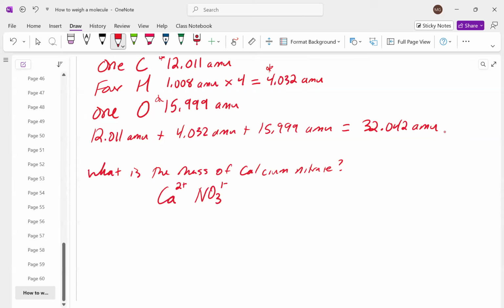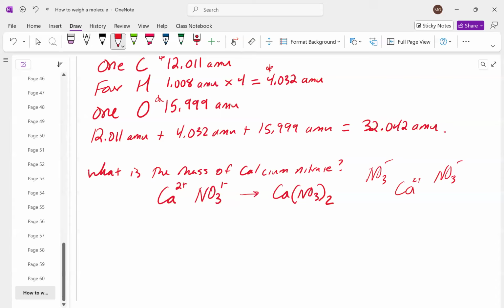Now, this compound is neutral, so the charges have to add up to 0. What do I need to do, if anything? Do I need to add more calciums? Do I need to add more nitrates? What do I need to do in order to make the charges balance out? So if calcium is plus 2 and nitrate is minus 1, I need 2 nitrates to balance that charge out, to make it 0. Now, let me draw this out so you don't miss this. What we're saying is that for every calcium ion, we're going to have 2 nitrates to balance that out.